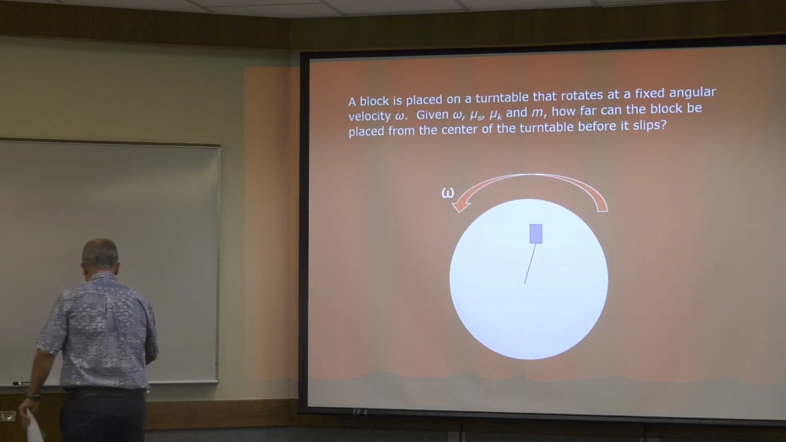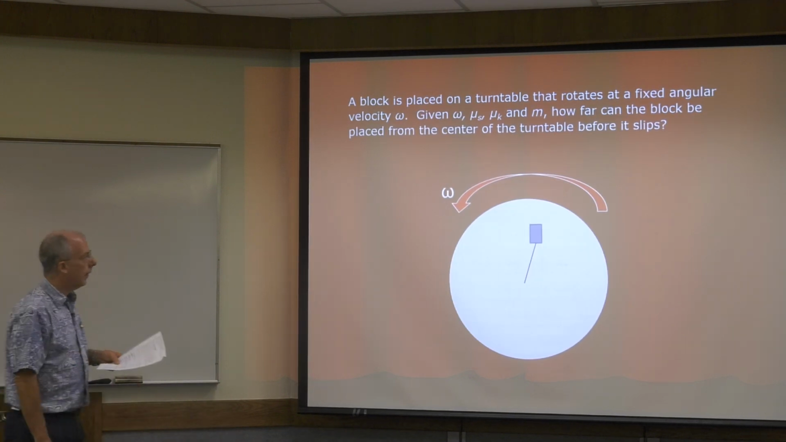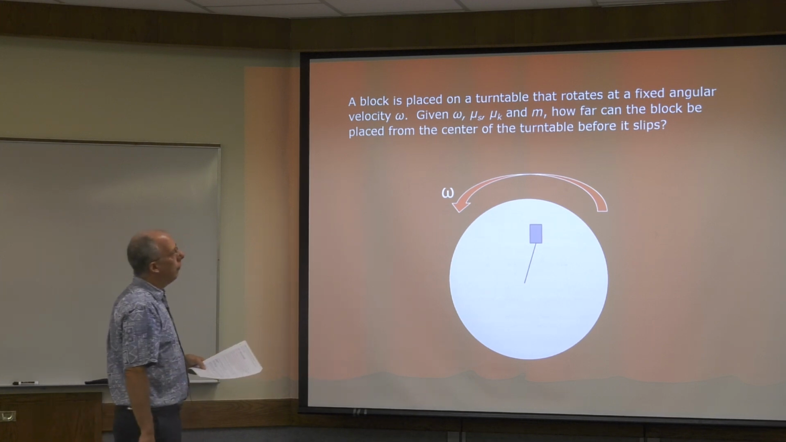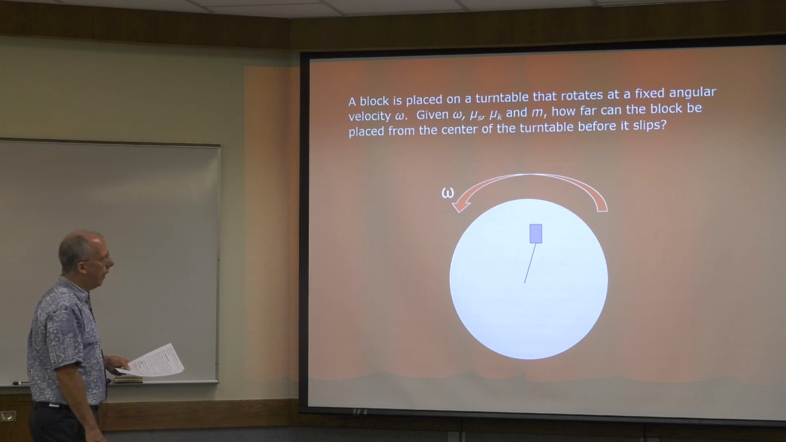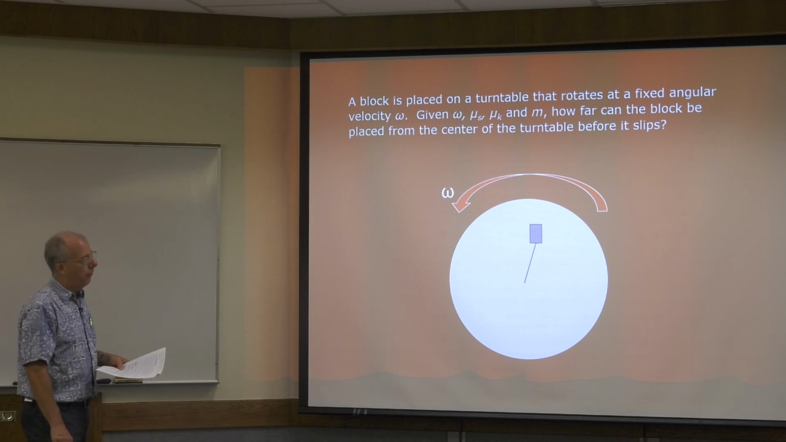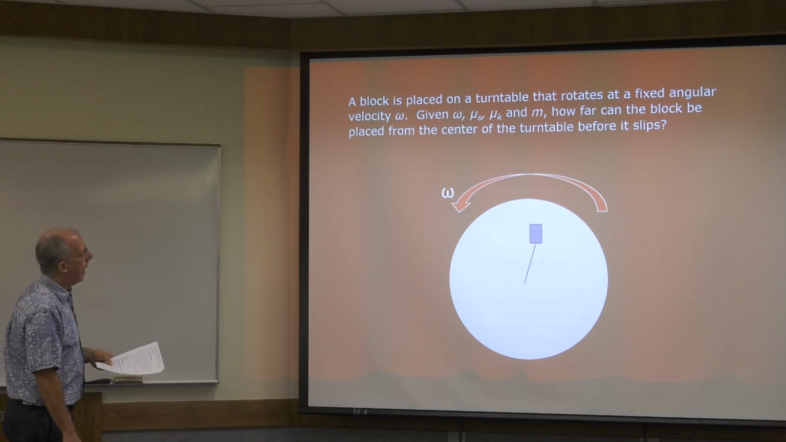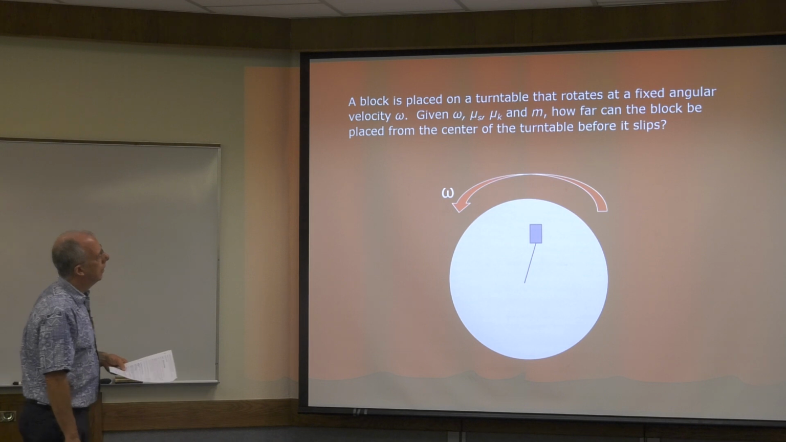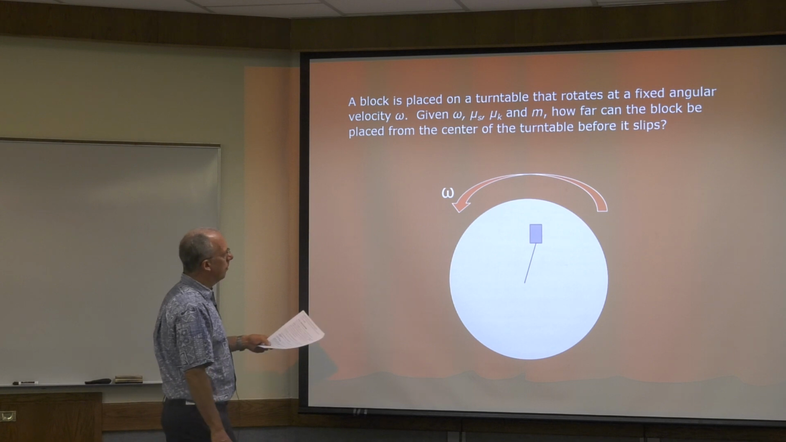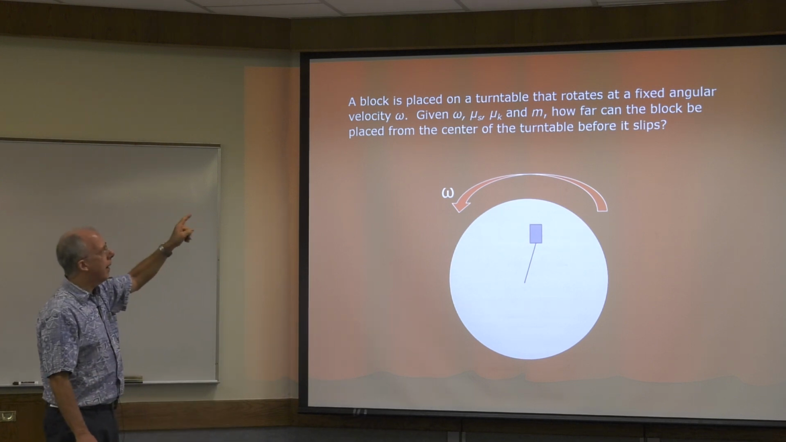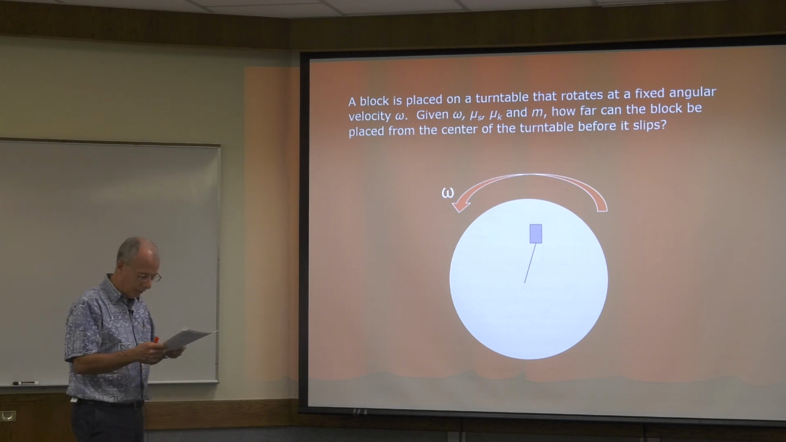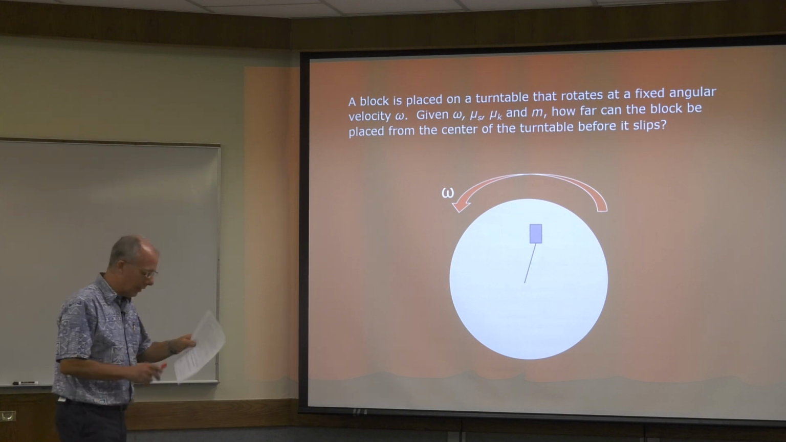So here's a nice example. A block of mass m is placed on a turntable that rotates at a fixed angular velocity omega. Given omega, mu s, the coefficient of static friction, mu k, and the mass, how far can the block be placed from the center of the turntable before it slips? Sorry, I have to fix the slide to say a block of mass m.